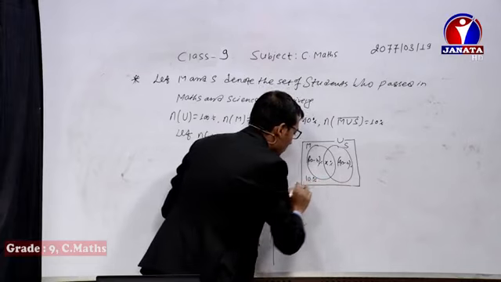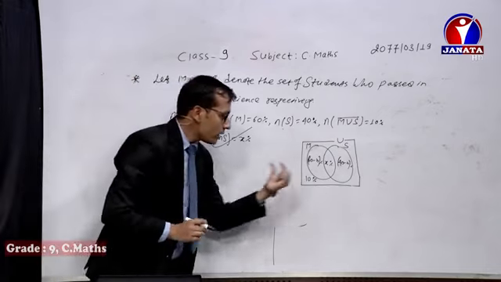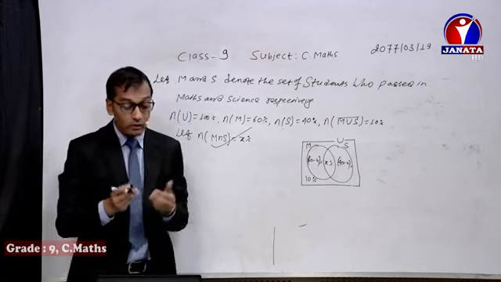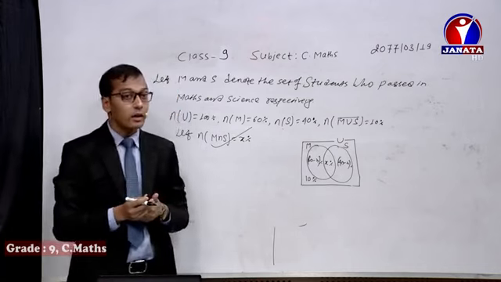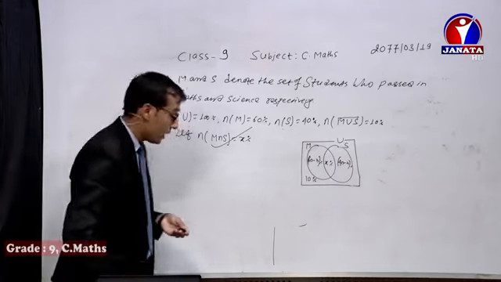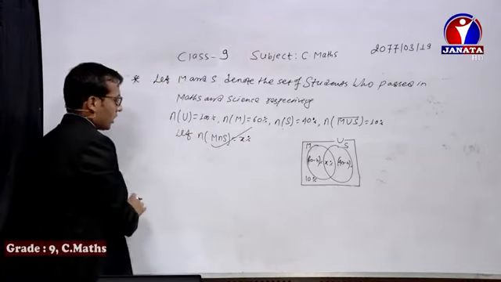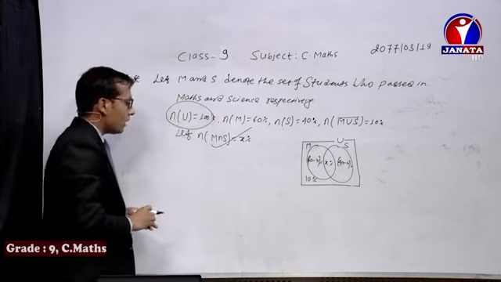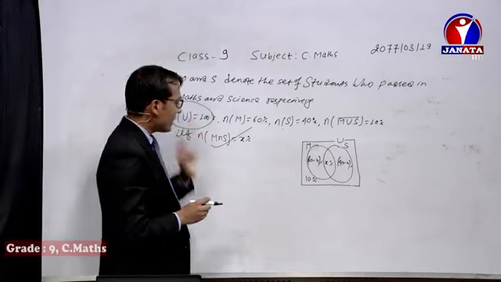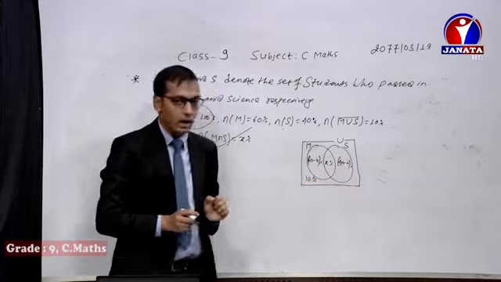Now we will solve for X. After that, whatever the question asks, we can solve every sub-question with the help of this Venn diagram. For this, we can use N of U. Here N of U is the sum of all the numbers. So 100 is equal to 60 minus X plus X plus 40 minus X plus 10%.